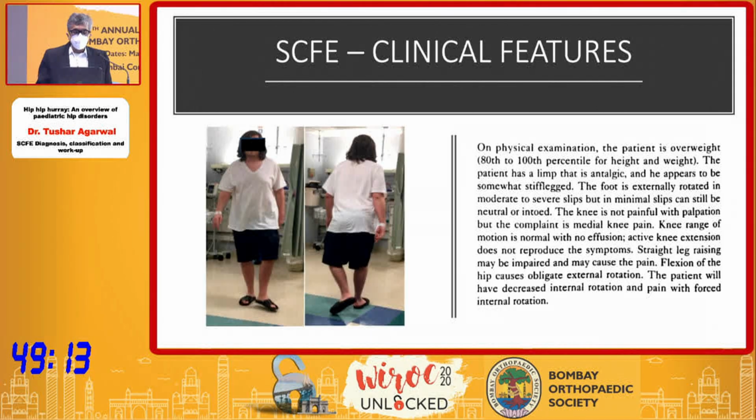So this is the image of a typical patient who will be coming walking into your OPD with SCFE. The primary thing is that he is overweight, in the higher percentile of height and weight, with an antalgic limb. The main reason we are showing this slide is that predominantly they will have knee symptoms, but essentially not have any knee signs. So there will be knee pain, medial knee pain, distal thigh pain, but there will be no knee signs. Therefore, knee range of movement will be pain-free, but active SLR will be painful.